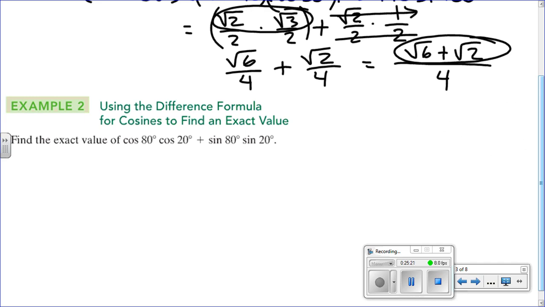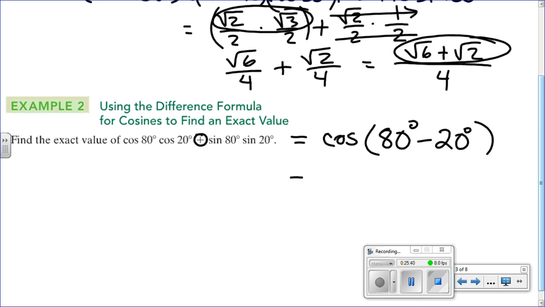All right, now the next one is like going backwards. So this formula is the same that I proved to you, but the first angle happens to be 80, and the second angle happens to be 20.